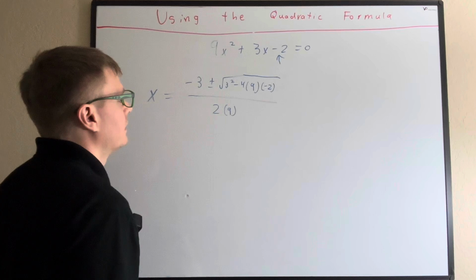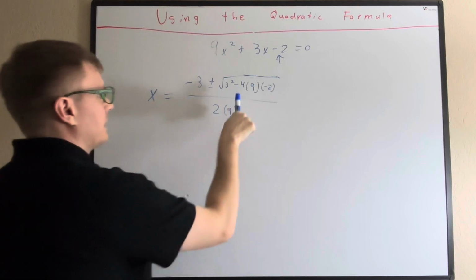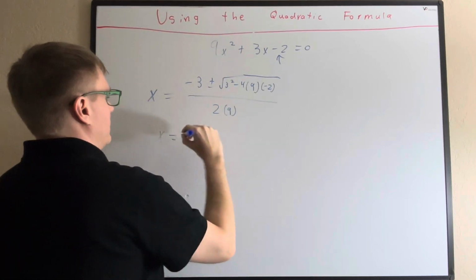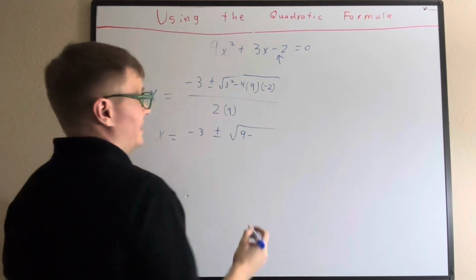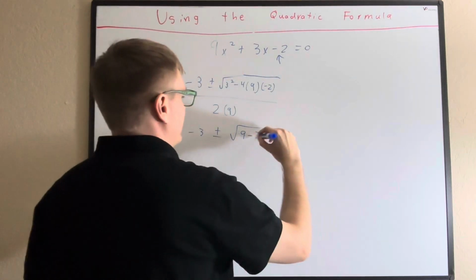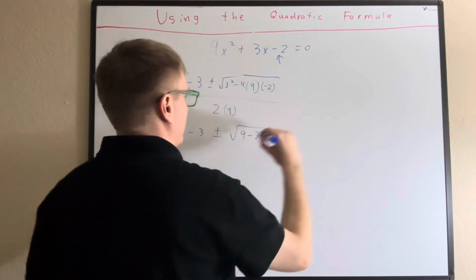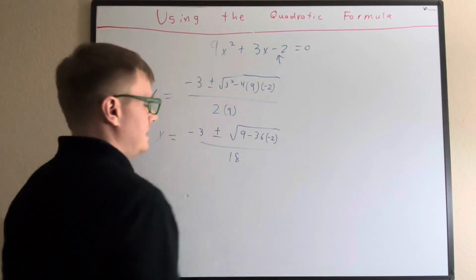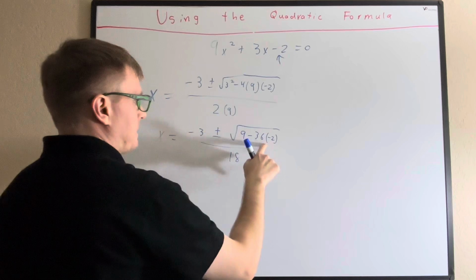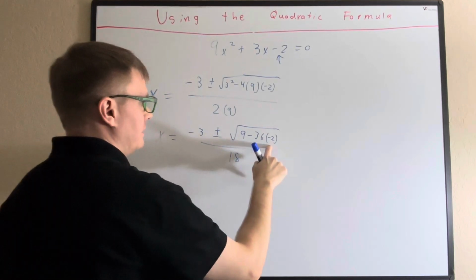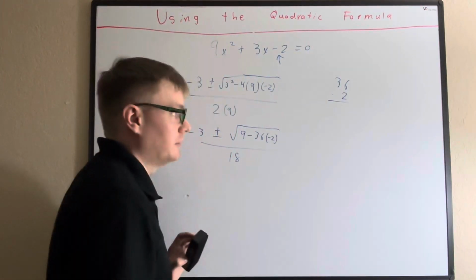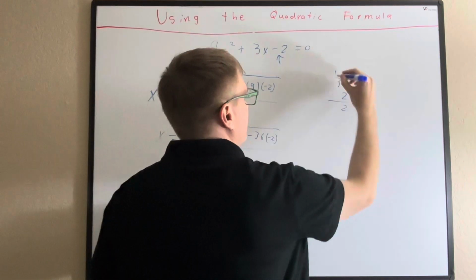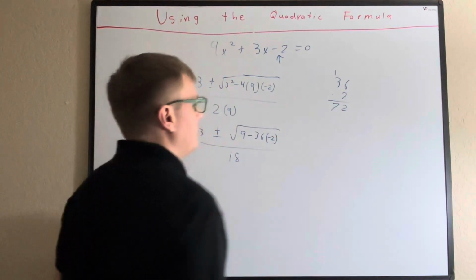So, let's actually do that b squared there. That's 9 minus 4 times 9 is 36 times -2. All over 2 times 9, which is 18. Okay. -36 times -2. Let's just assume you don't have a calculator in your brain. 6 times 2 is 12. 3 times 2 is 6 plus 1 is 72.